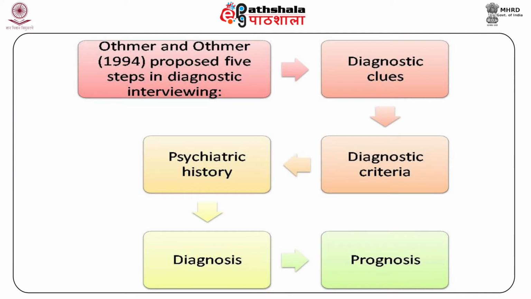Number 1, diagnostic clues, which basically means the client's chief complaints, behavior, history, and presentation. Based on these clues, the clinician will create a list of possible psychiatric disorders, excluded disorders, and unexplored disorders.